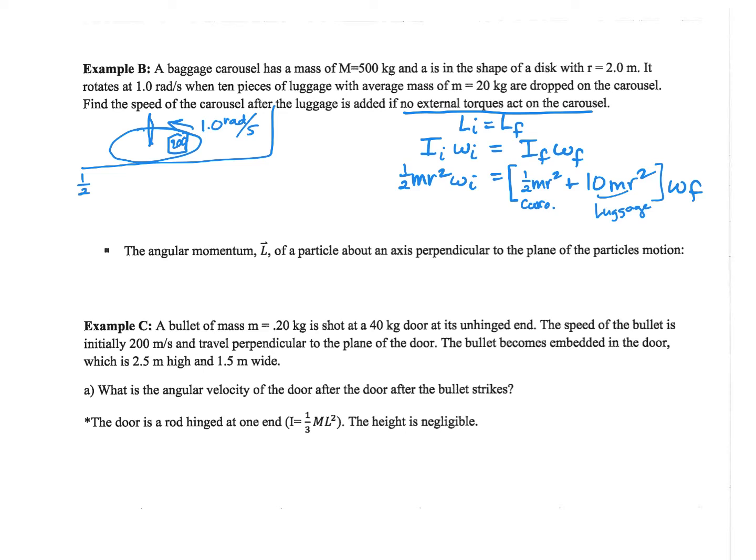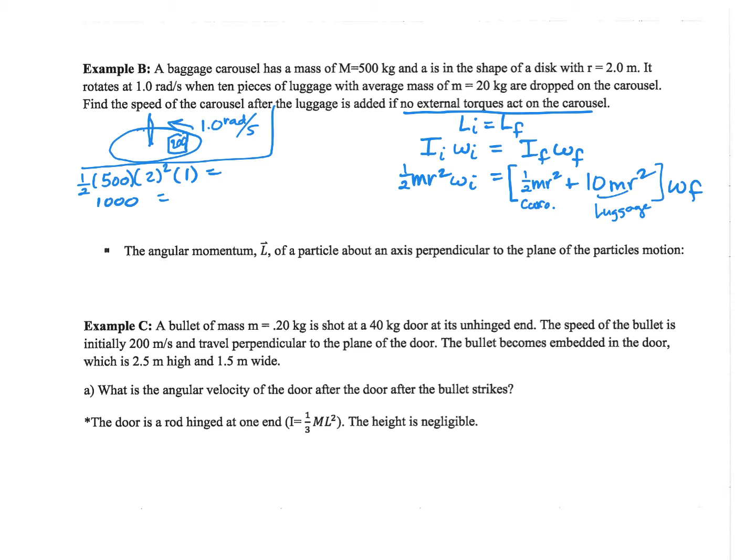1/2. Mass of the carousel is going to be what, 500? What is the radius of the carousel? 2 meters. And what is the initial rotational rate? 1 radian per second. Now we got to finish this up, so let's do this side. Let's do some calculations as we go. So we have 500 times 4 divided by 2. It's 1,000, right? We've got 1,000 on this side.